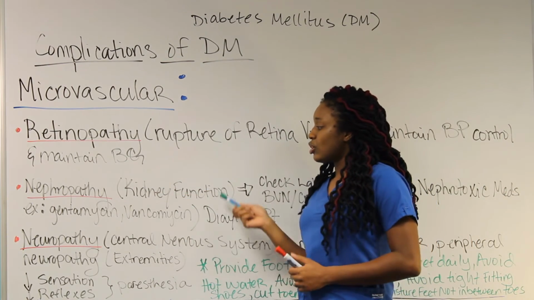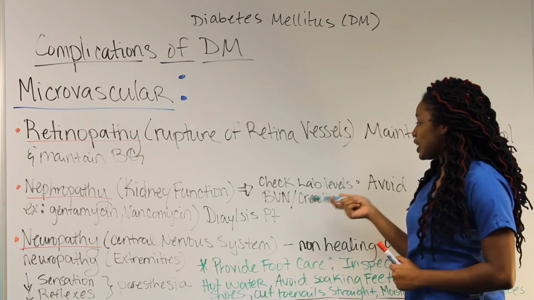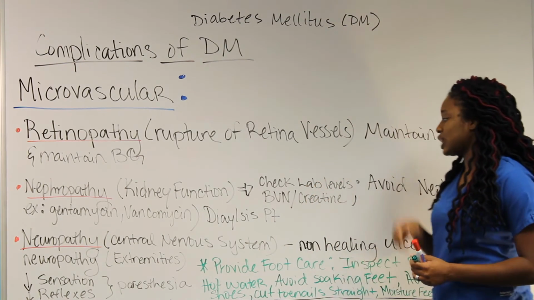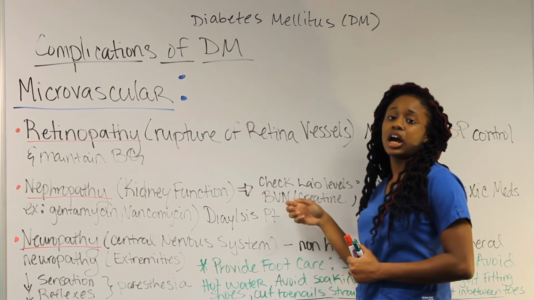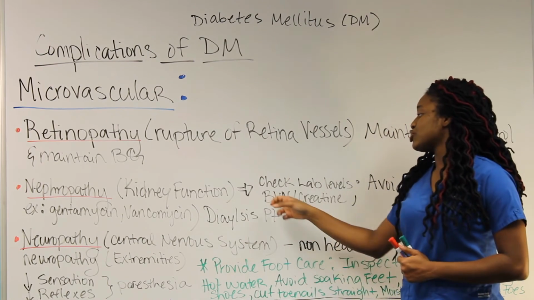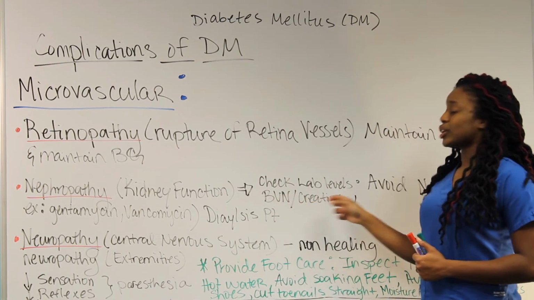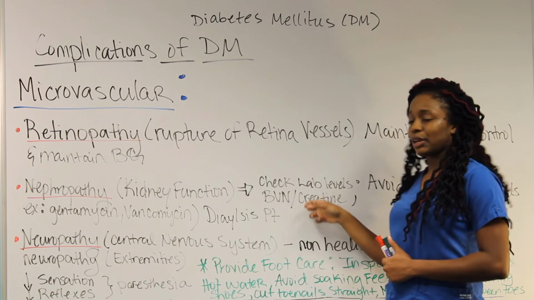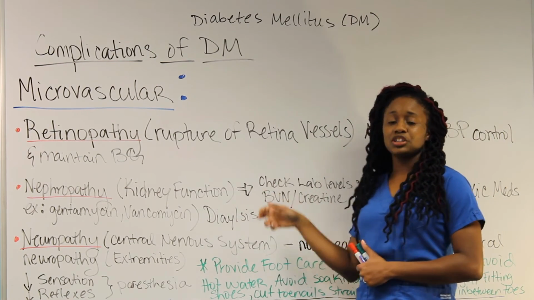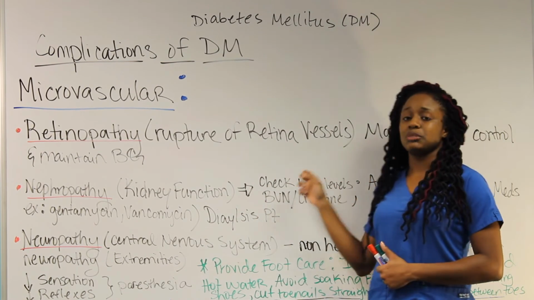So this results in you checking your lab levels, and the two lab levels that would definitely tell you how well your kidneys are functioning are your BUN and your creatinine. They go hand in hand. It's like peanut butter and jelly, okay? Wherever you see BUN, you're going to see creatinine. Wherever you see creatinine, you're going to see BUN.